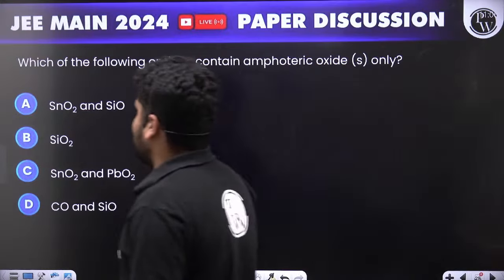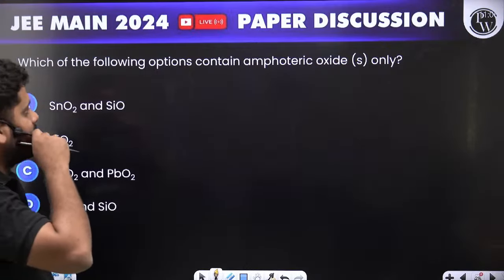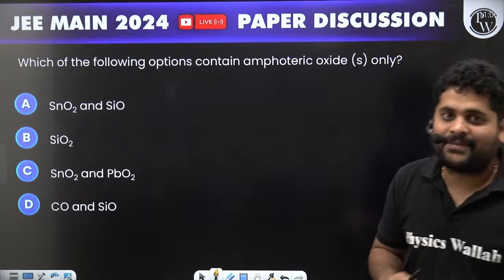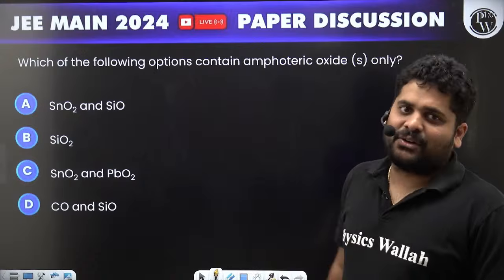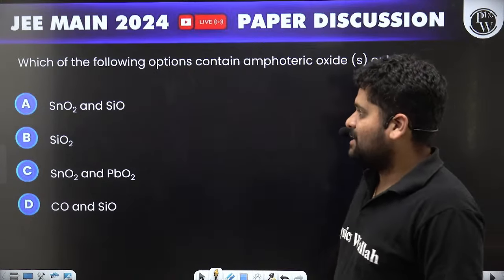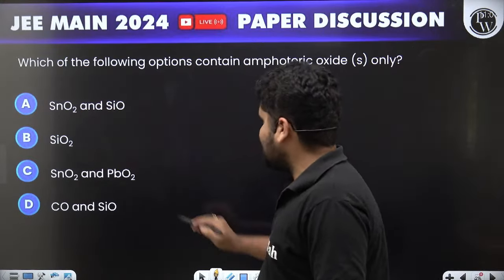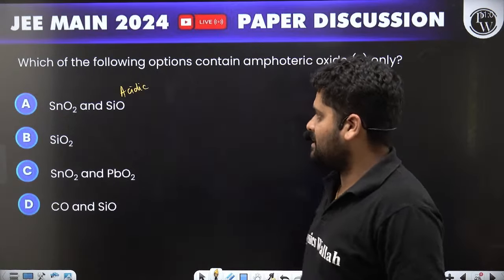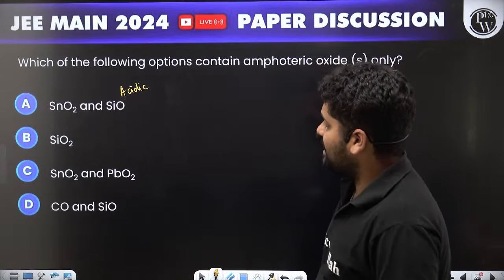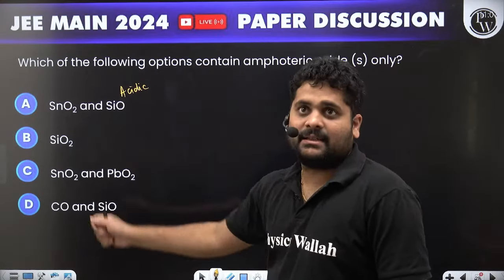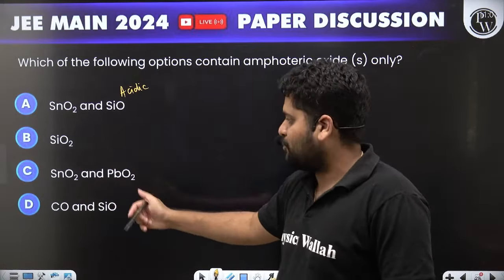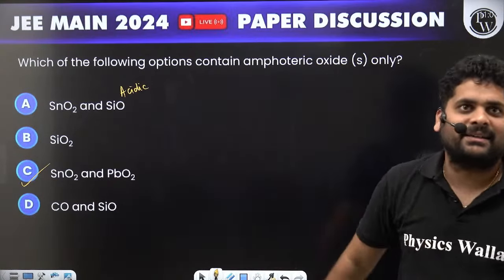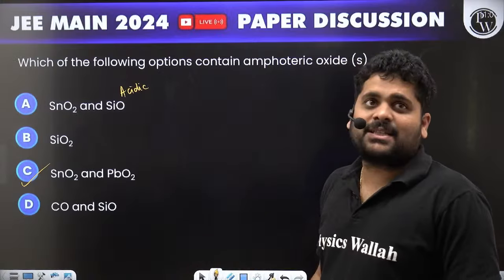See, the first question which says, which of the following options contain amphoteric oxides only? This is from class 11 P block elements, direct straightforward from your NCERT textbook. So SnO2 is amphoteric, but SiO is acidic in nature, so this should not be our option. Then we have SiO2, which is also acidic in nature. SnO2 and PbO2 both are amphoteric in nature. Carbon monoxide is neutral. So we have the correct answer for this question as option C.